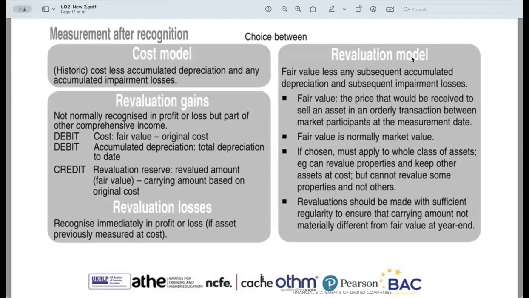Application: if the revaluation model is chosen, it must be applied consistently to the entire class of assets. For example, all properties must be revalued if this model is applied, not just selected ones.